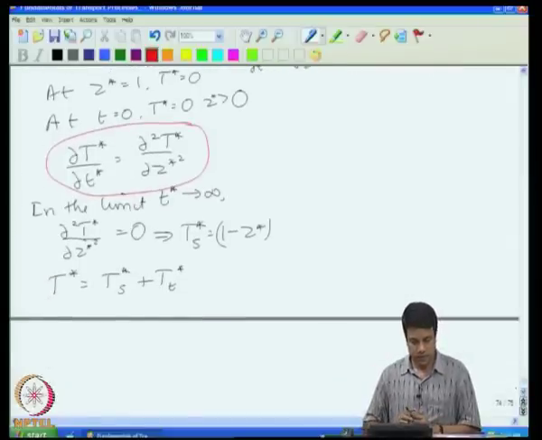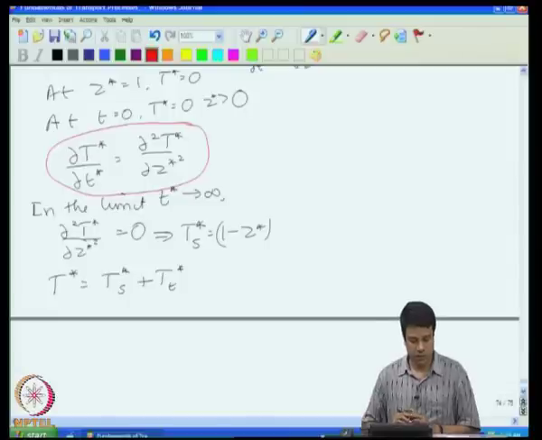Now, I separate out the temperature into 2 parts. One is the steady part and the other is the transient part. We will see later the reason why we do this separation. It is important that we separate out into 2 parts, one the steady part and the other the transient part.